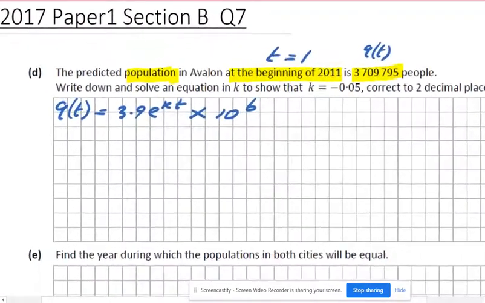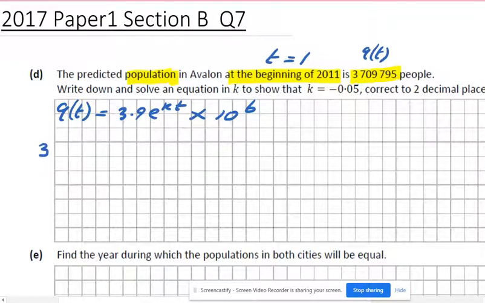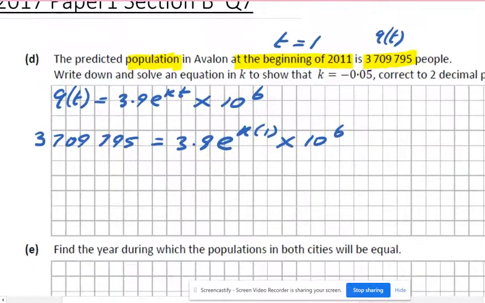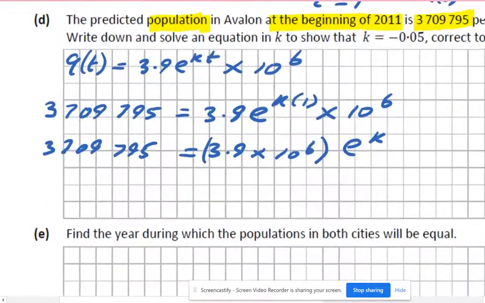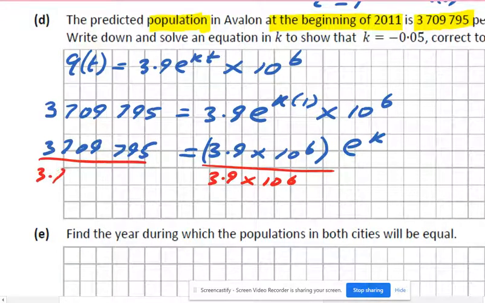So now we fill in those values to find the constant here, which is k. So 3,709,795 is equal to 3.9 e to the power of k by t, which is 1, by 10 to the power of 6. Now that's just simply 3.9 e to the power of k. Maybe put the numbers together, it might make more sense, by 10 to the power of 6, and put the e to the power of k at the end here. So that's 3,709,795. And now we can divide both sides by 3.9 by 10 to the power of 6. And that gives us e to the power of k on its own.